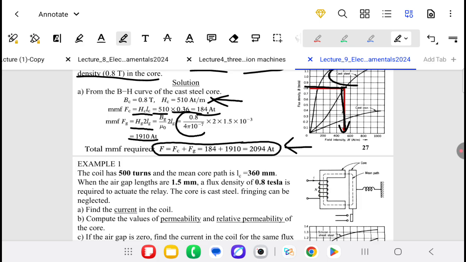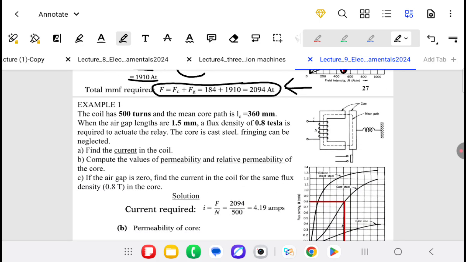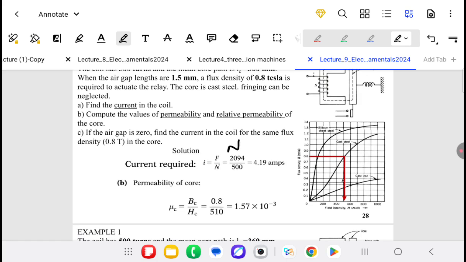From it we can get the current in the coil. N times I equals the magnetomotive force, so I equals F divided by N. Dividing these two values, we get the current, 4.19 amperes.